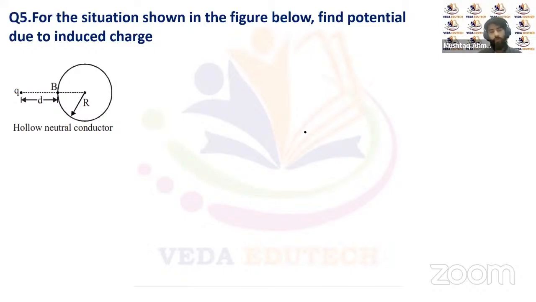Now moving to question number 5. It says that for the situation shown in the figure below, we have to find the potential due to the induced charge. There is a hollow neutral conductor. In front of this conductor, we have placed a charge Q at a distance of t from this point P. The hollow conductor has a radius r.